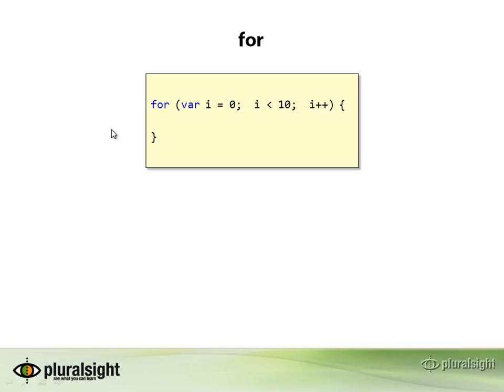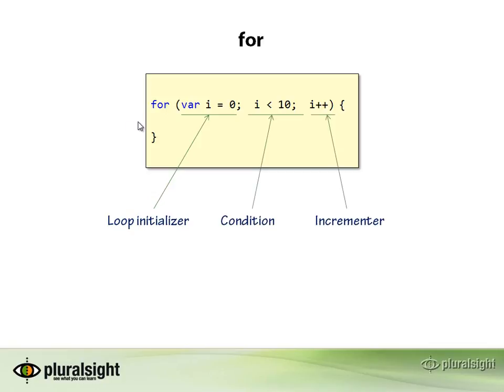The for statement consists of three parts after the for keyword. There's the loop initializer, which is run before the for statement. A condition, which is checked every time that the for statement is going to start a new iteration. And if the value is true, then the block of the for statement is executed again. If it's false, then the for statement is finished. And the incrementer, which is a statement that is run on every iteration.